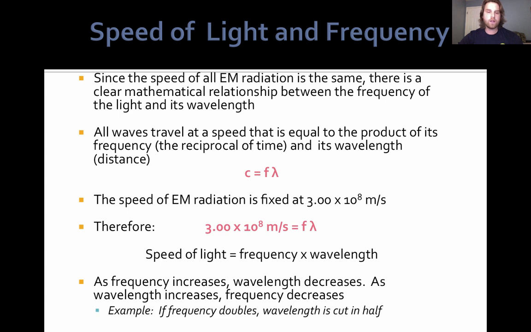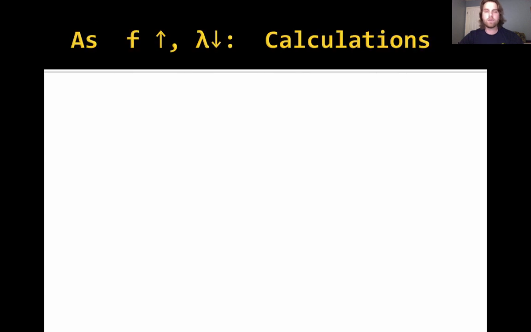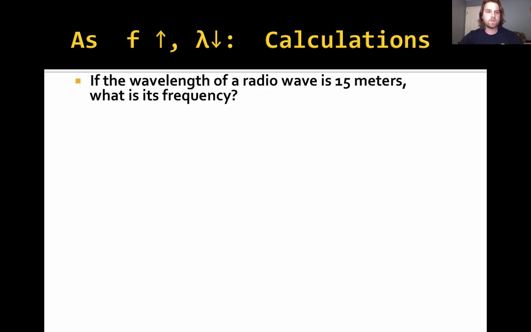An example here is if frequency doubles, wavelength is cut in half. If wavelength doubles, frequency is cut in half. So it's that sort of relationship. Here are a couple of examples of calculations, and remember, as frequency goes up, wavelength goes down, and vice versa. So if the wavelength of a radio wave is 15 meters, what is the frequency?